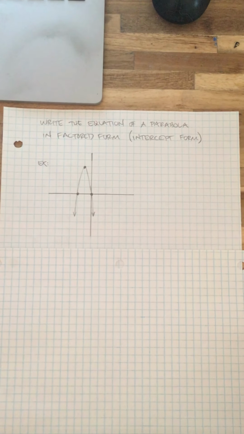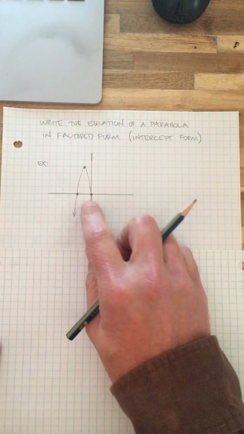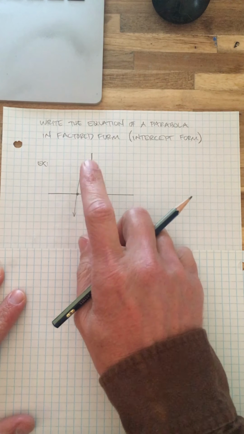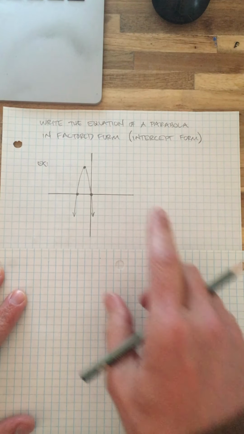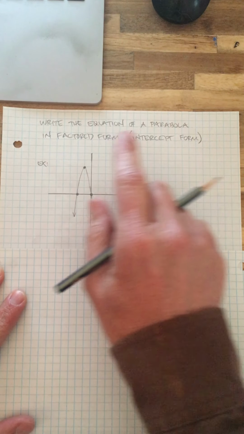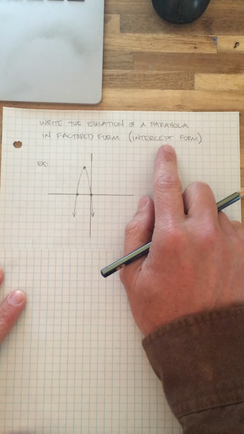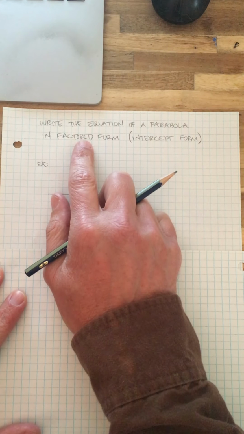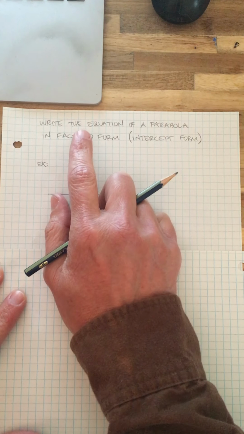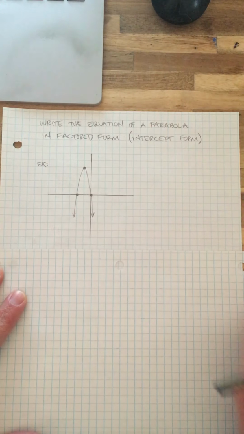Hey guys, so today we're gonna go backwards. Today I'm going to give you the parabola and you are going to use the information on the parabola to be able to write the equation of the parabola in factored form. It's called intercept form. That's what I called it in our last notes, but looking at the worksheets that we're giving you for homework, it's also called factored form. So you need to remember that factored form and intercept form are the same thing.